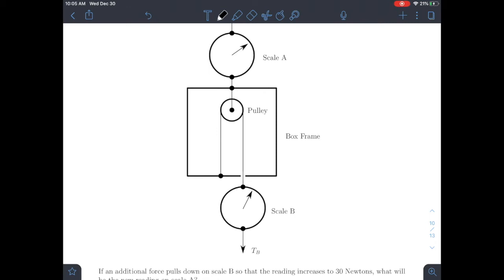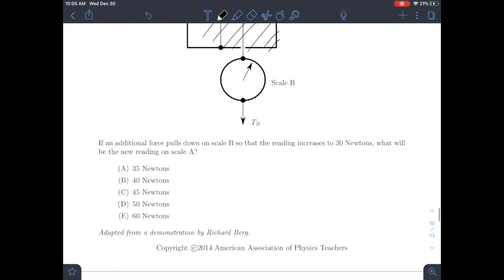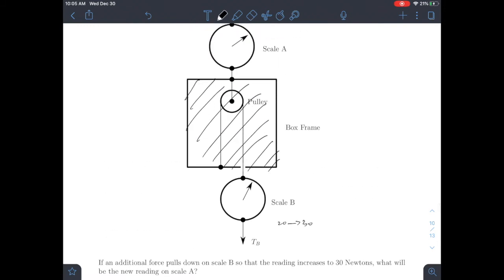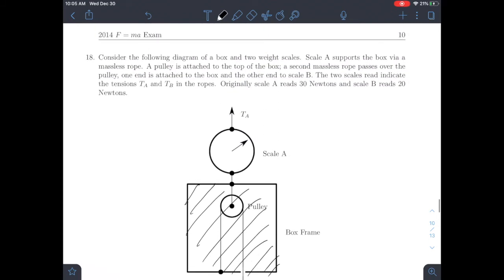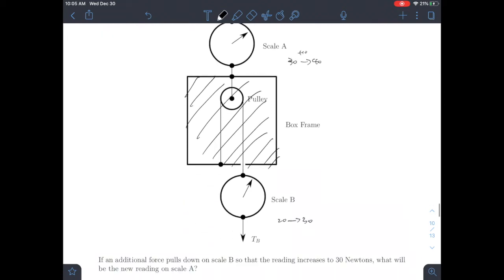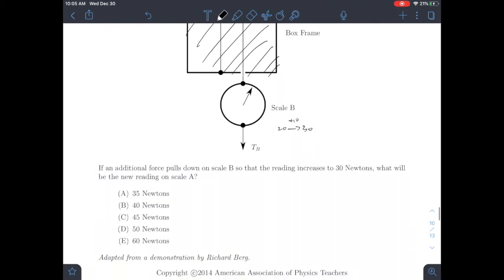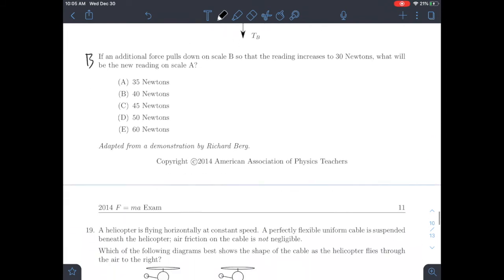This is a pretty tricky problem. We just treat this box as a black box. We don't care about what happens inside this box. If scale B is pulled down by 10 newtons, then scale A is also pulled down by 10 newtons. So scale B turned from 20 to 30, and scale A should turn from 30 to 40, each plus 10 newtons. So what is the reading on scale A? 40 newtons. It's B.